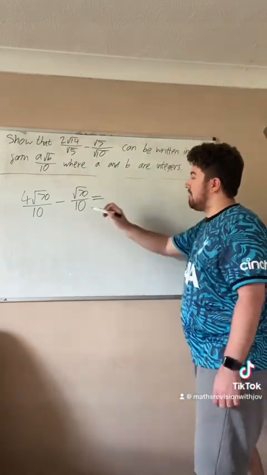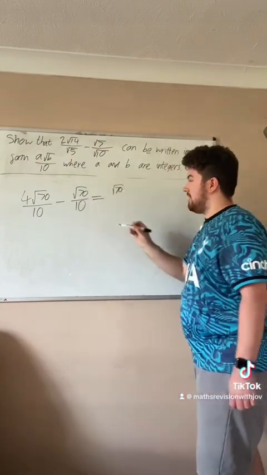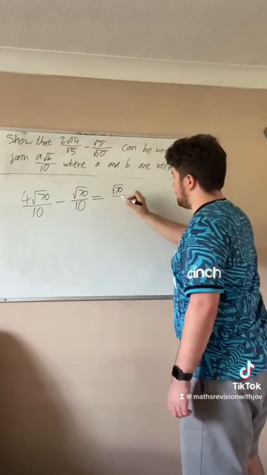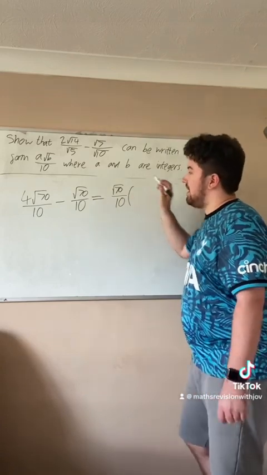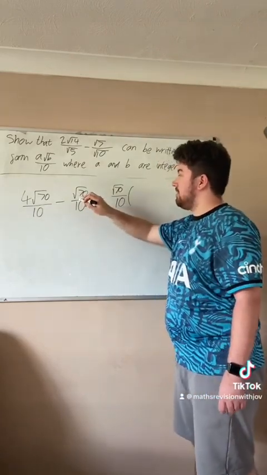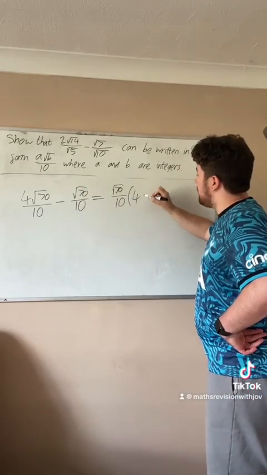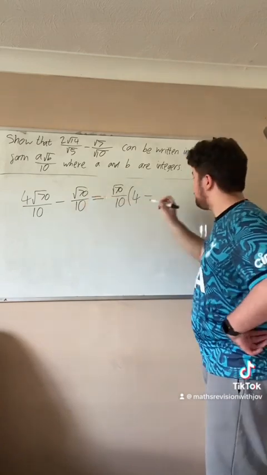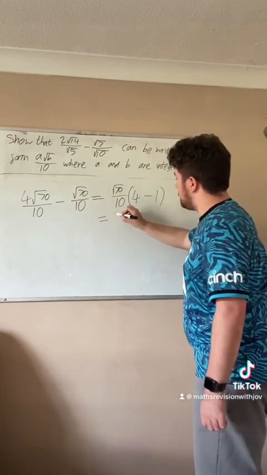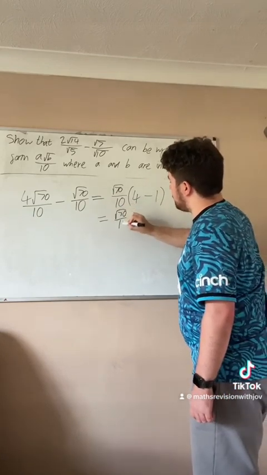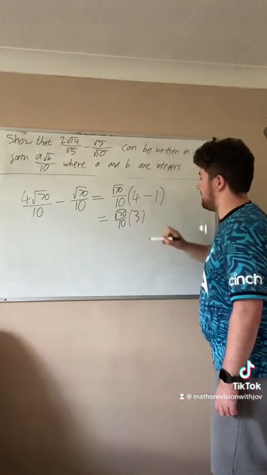If you notice, we have the square root of 70 on both of these terms, and we also have a divided by 10 in both of these terms. What we don't have already here is this 4 and this single one over here. That's okay, we can just put that in brackets. So we've got 4 and then minus, we've just got one of them. And that is simply the square root of 70 divided by 10 times 3. Put that in brackets for now.